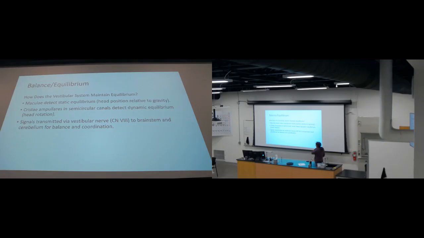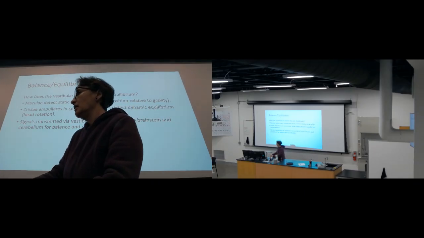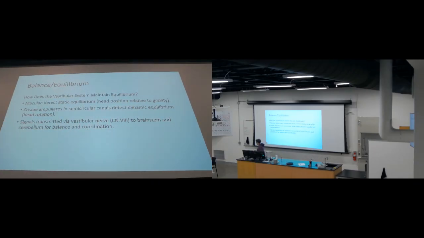Okay, so now for how the vestibular system maintains equilibrium. It's similar to hearing in a way that we are using mechanoreceptors. We have an area that is called the macula, just like the macula lutea that we have in our eyes, but in this case, this macula will detect static equilibrium. Basically, that is the head position relative to gravity.